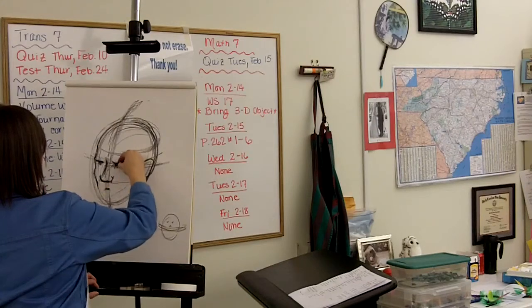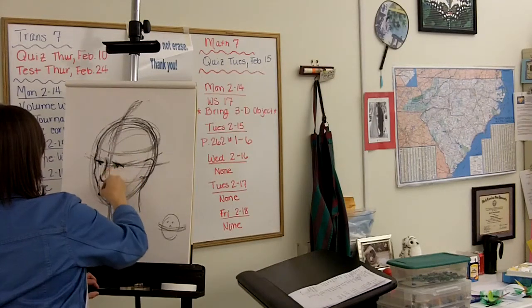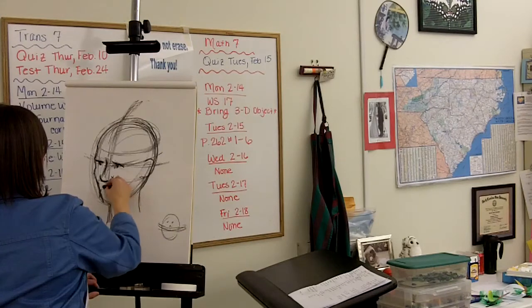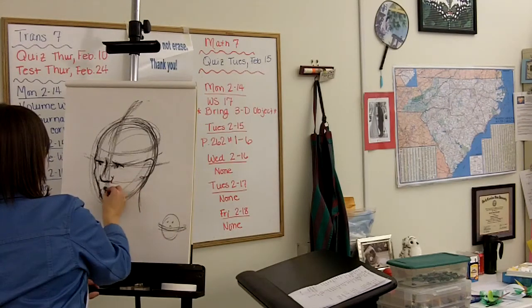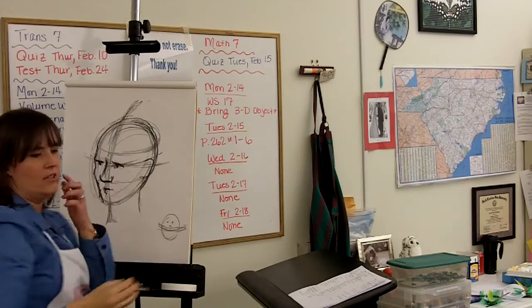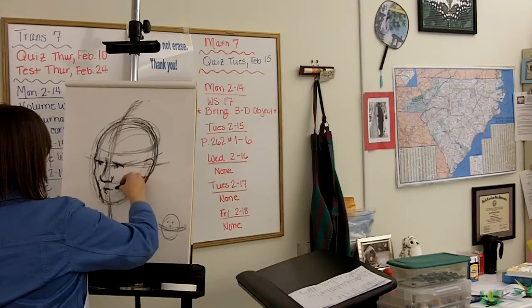You starting to see it build? Can you guys see? Okay. Chin line comes down in this area. In general, the edge of your lip usually falls about in line with your pupil.